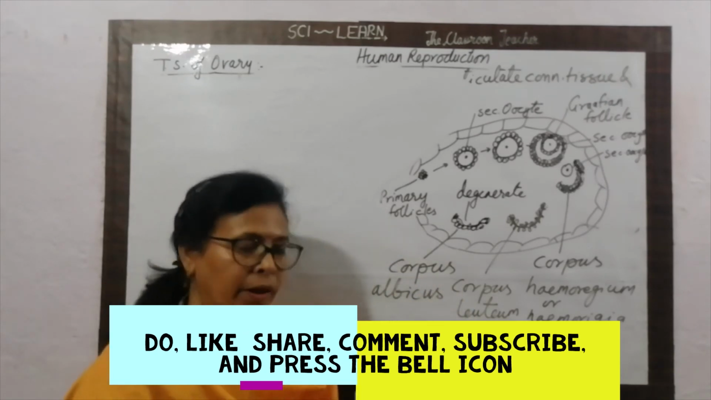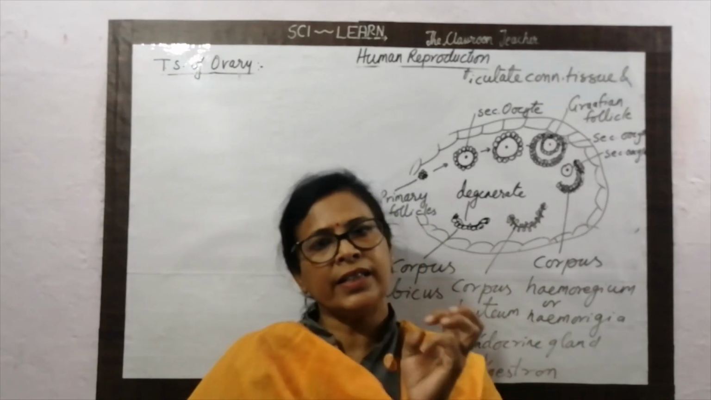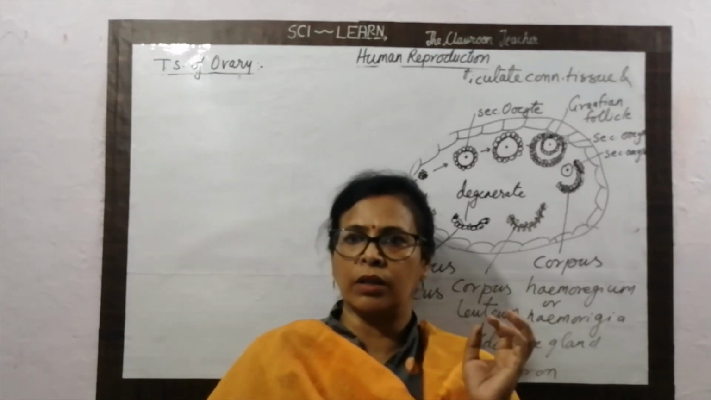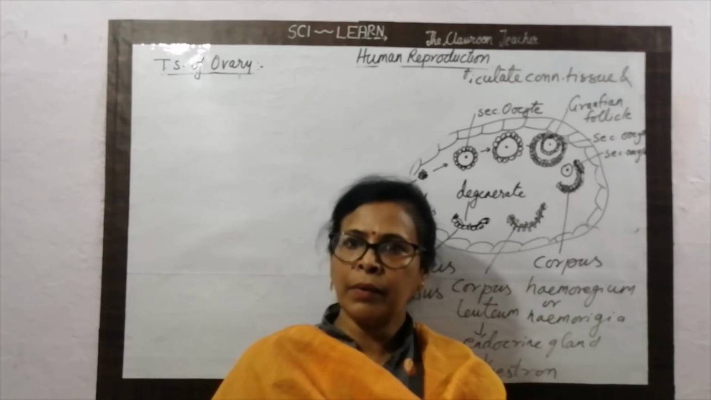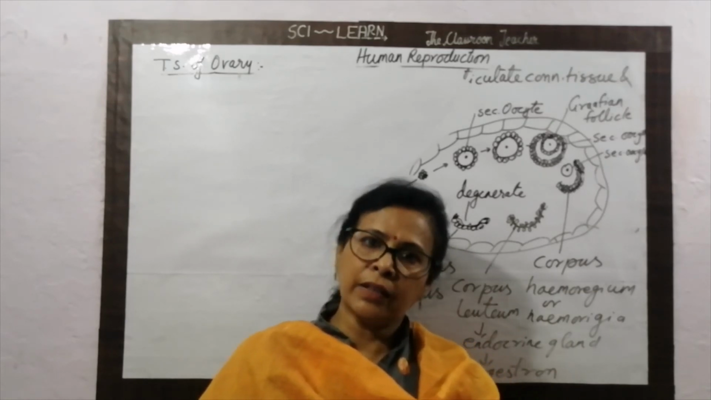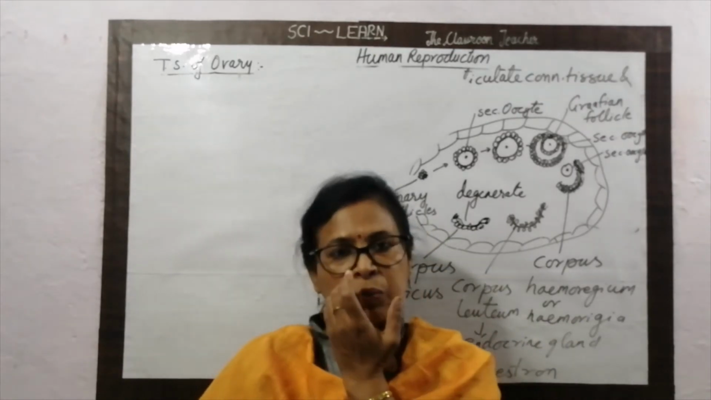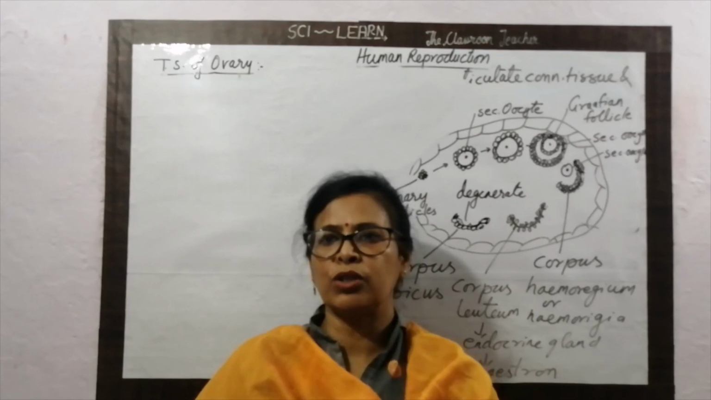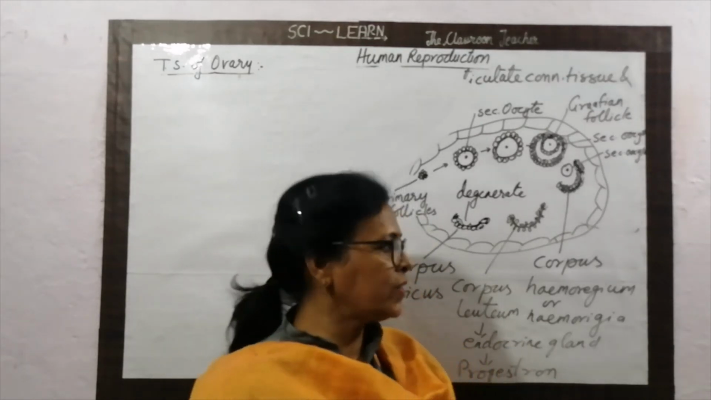Okay, so what happened after the rupturing of the Graafian follicle? The Graafian follicle degenerates in three steps. First is called the corpus hemorrhagicum, second is called the corpus luteum, and then the corpus albicans. And this corpus luteum acts as an endocrine gland, and it is responsible for the formation of the female hormone called progesterone.